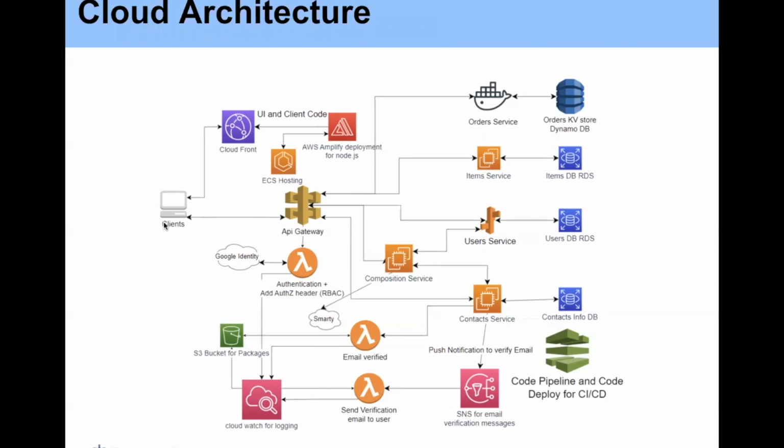So our front end is hosted on AWS Amplify, which is again on ECS, and we also have a CloudFront on top of the AWS Amplify. And if you look at the microservices, we have the order service, which is a Docker container, which interacts with the DynamoDB key value store.